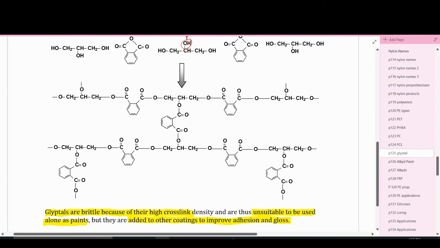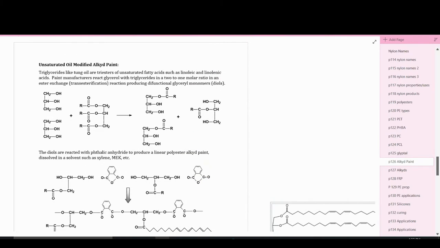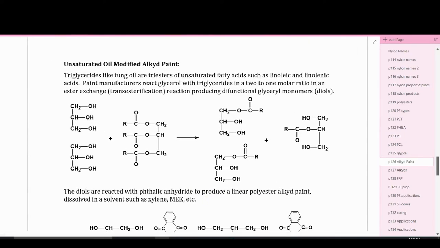Okay, let's look next at how alkyd paints are actually made from oils. So this is unsaturated oil modified alkyd paints. Triglycerides, as we showed before, like tung oil, and tung is just the nut of a tree called a tung tree, are triesters of unsaturated fatty acids such as linoleic and linolenic acids.